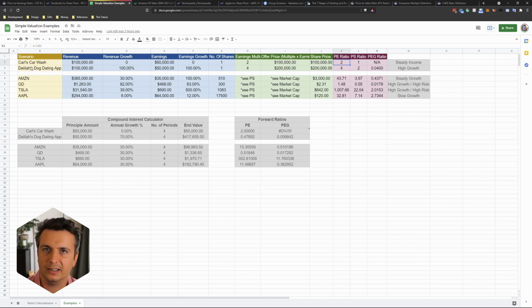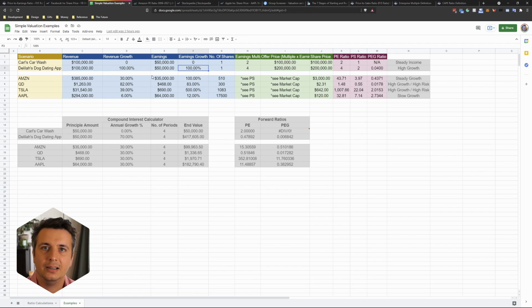Now let's look at the second case. Let's say your neighbor across the road, Delilah, has created a mobile app for a doggy dating application. And she's in a similar situation at this point in time. Her revenue is the same as Carl's, her earnings are the same as Carl's, but both her revenue and earnings are actually growing at 100% per year. It's an online business. People really like having their dogs date one another. So growth is going through the roof. She's making a lot of money.